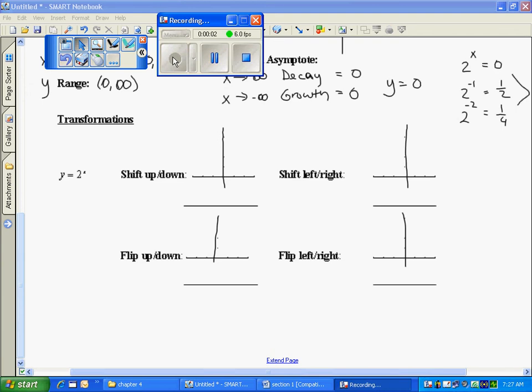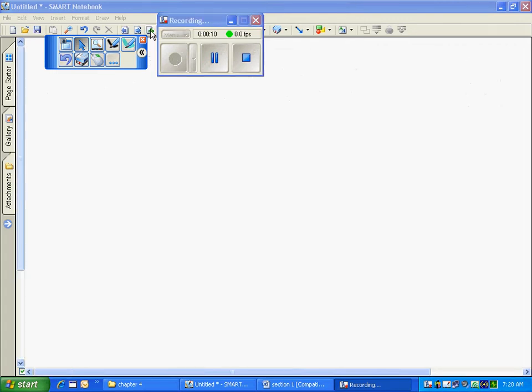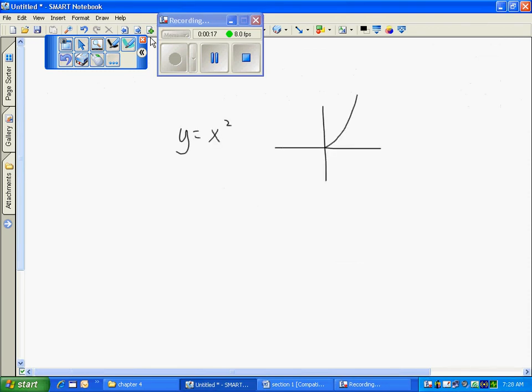The third lecture on section 4.1 is transformations. In other words, transformation is just a movement around the coordinate system. So we've done this before. For example, if I give you y equals x squared, you know that that's a parabola sitting at the origin.